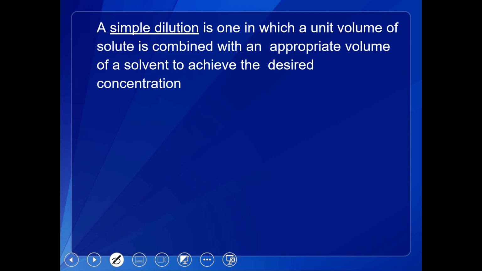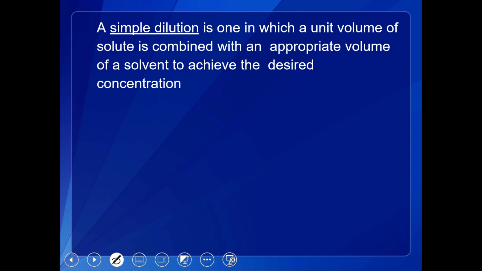You want something to be a certain concentration. You don't want your sweet tea too sweet. You don't want your Jello too liquidy. So you're going to make sure you have that right concentration. And then you have to add the appropriate amount of solute to the right amount of solvent, right?